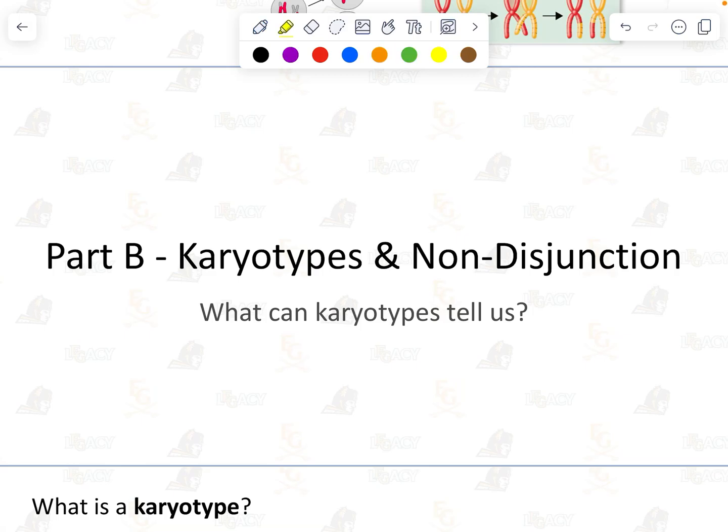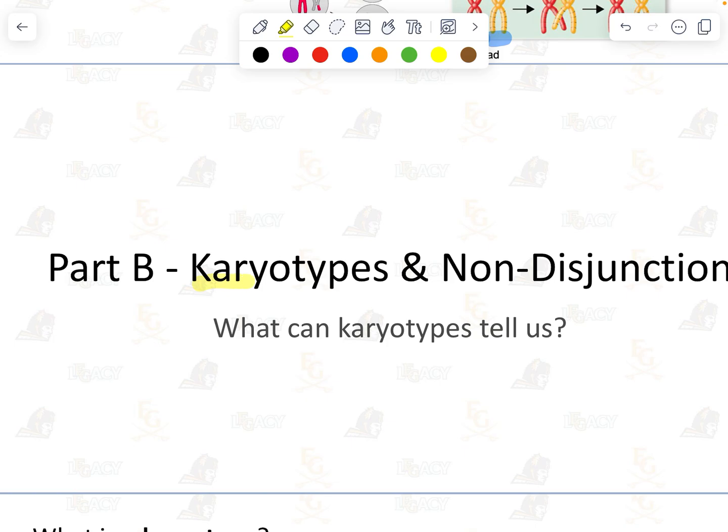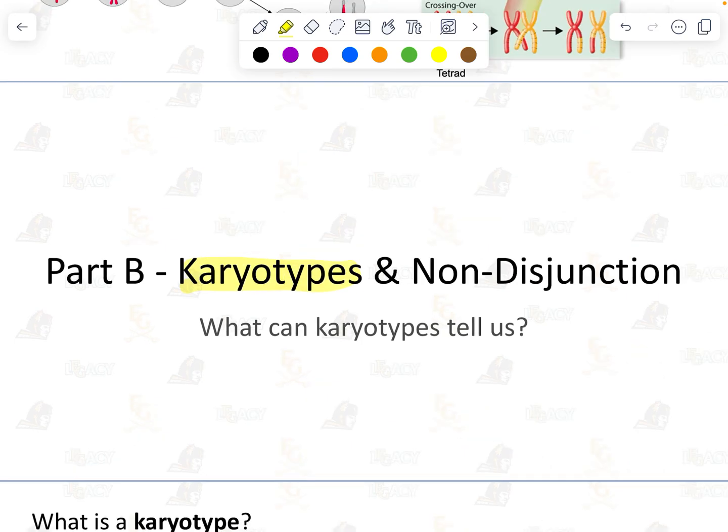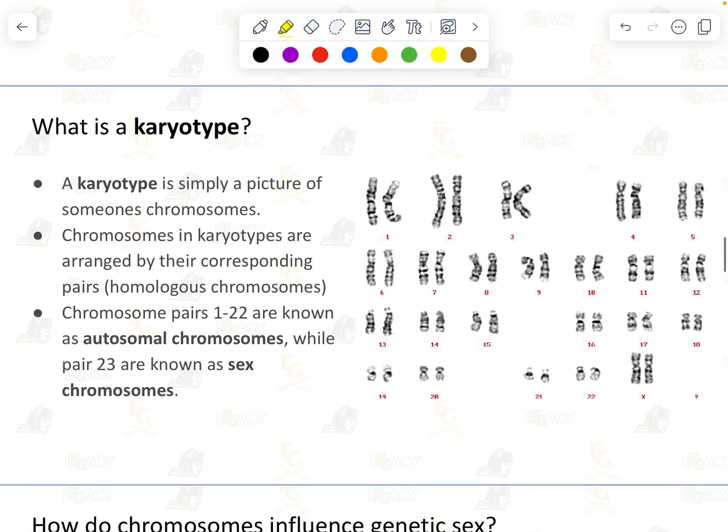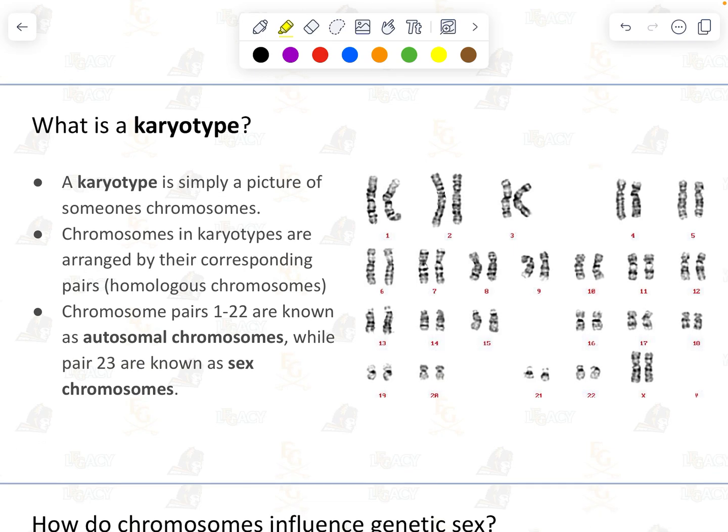In this video, I'm going to cover the idea of karyotypes and a process called nondisjunction. And we're going to learn basically what do karyotypes tell us, what's the purpose of them. And so a karyotype is simply a picture of someone's chromosomes. So if you were to isolate one cell and take the DNA from it, you could align the chromosomes.